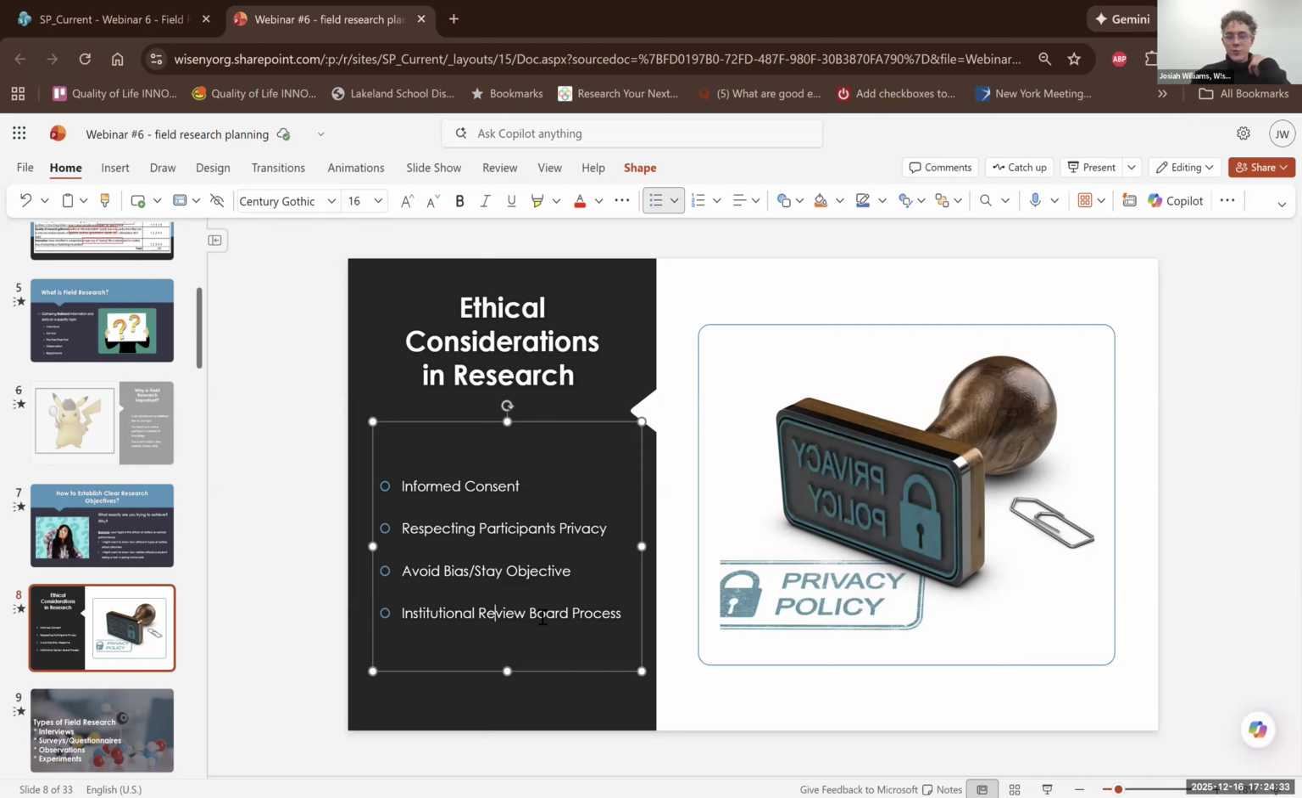And then institutional review board process. This just means follow your school's guidelines. Each of your schools may have a different process than another school. So it's important to make sure that you're following the rules with your research. Okay.